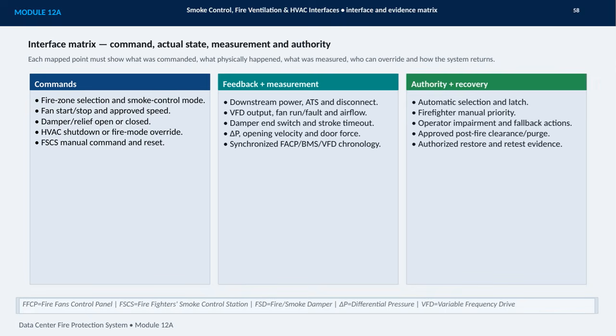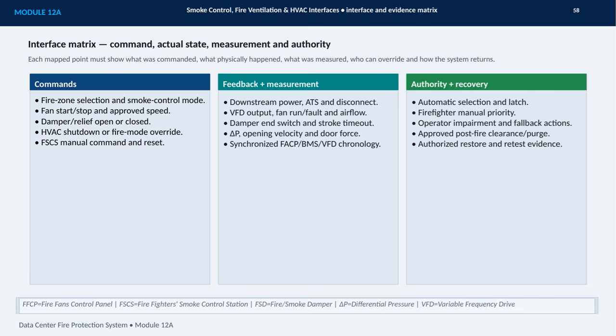Under commands, we track fire zone selection, smoke control mode, fan operation and approved speed, damper or relief position, HVAC shutdown or fire mode override, and manual commands from the FSCS. Feedback and measurement then confirm downstream power, ATS and disconnect status, VFD output, fan run or fault condition, airflow, damper end switches, stroke timing, differential pressure, opening velocity, and door force.